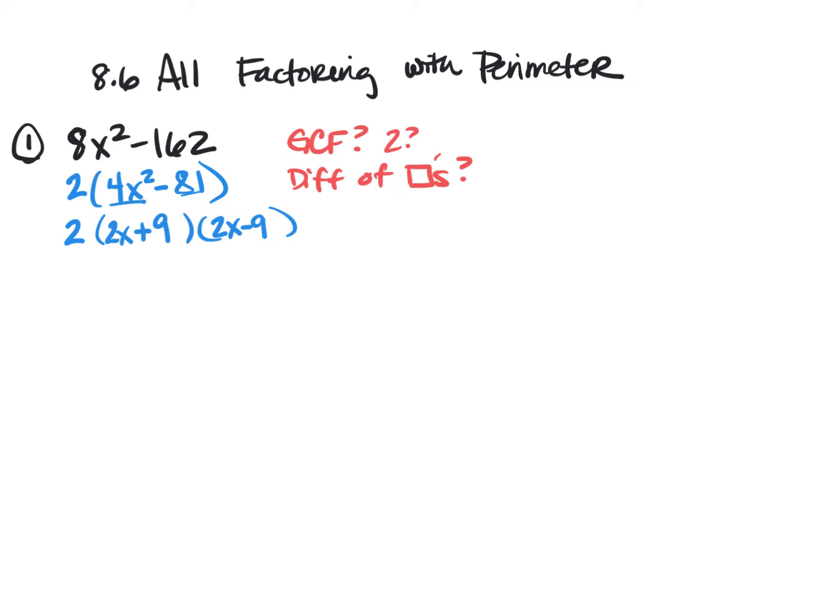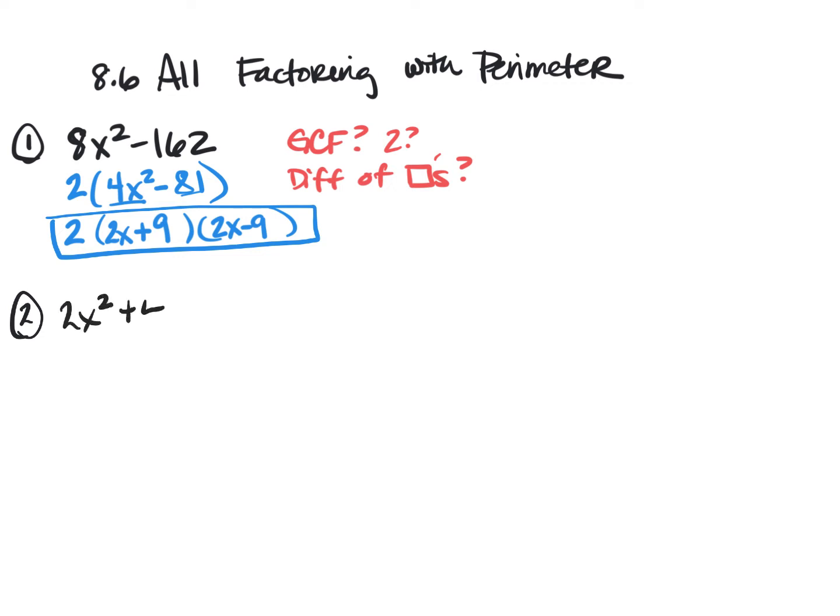Now, again, I could try to continue on, but this is not a squared term. There is a difference, but the 2x is not squared, so that means I'm done. I'm done with this question. I've factored it as far as I can take it. Let's try another one.